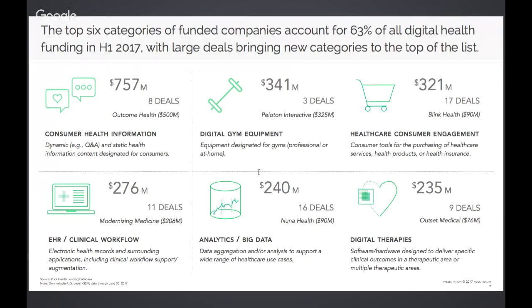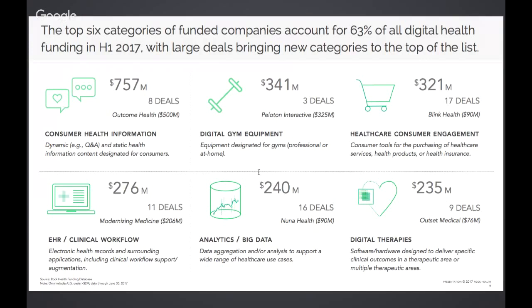Again, we classified it as consumer health information. And so that category came out at the top of our category list. Digital gym equipment has actually never been on our top list of categories before. There's actually only a handful of deals that have happened historically in this category, but because of Peloton, it launched to the top of our list.